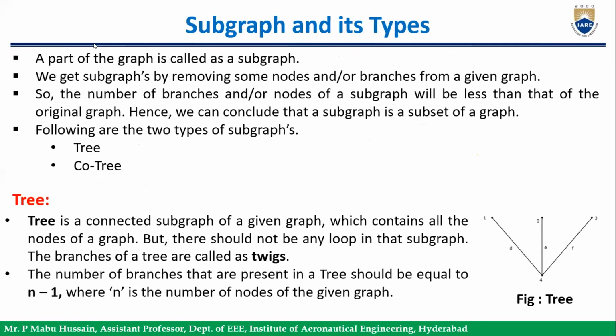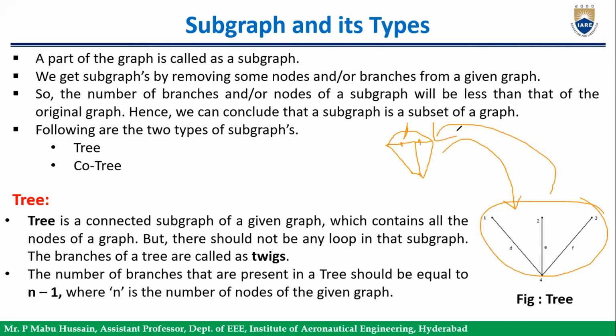Then, what is a subgraph and what are its types? A subgraph is nothing but a part of the graph. If you remove some nodes or some branches from the given graph, you will get a subgraph. In the previous example, suppose you are having a graph like this. Now I'm removing this branch and this branch, so that you are getting this one.